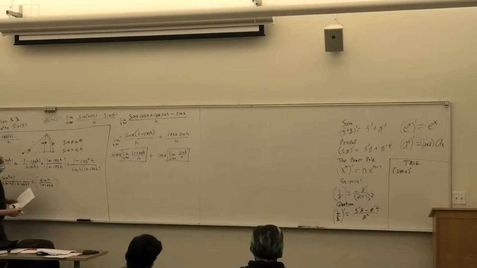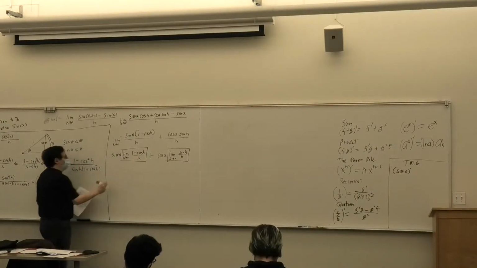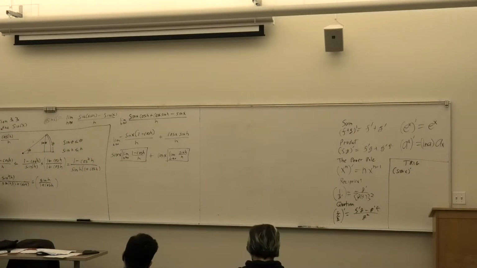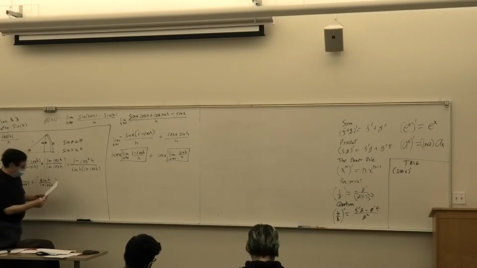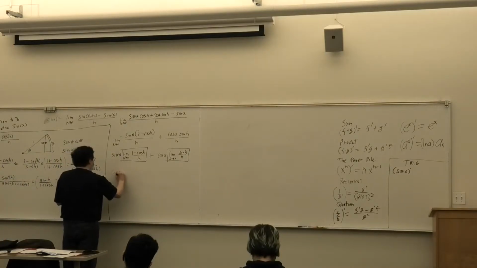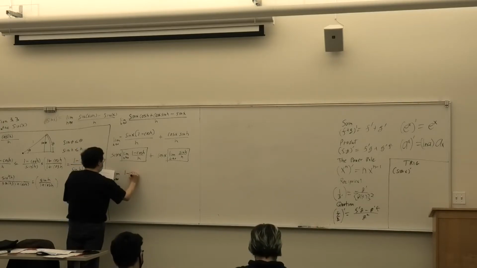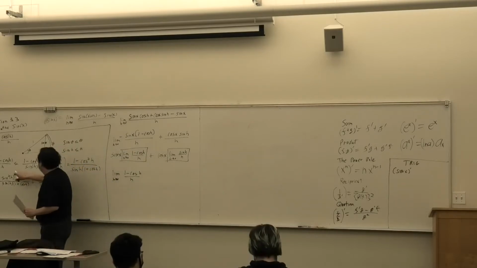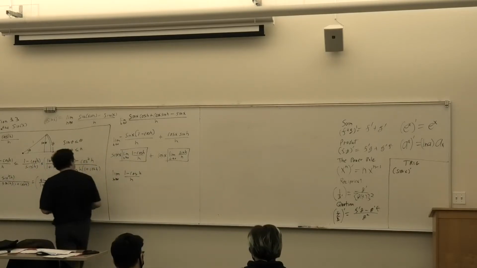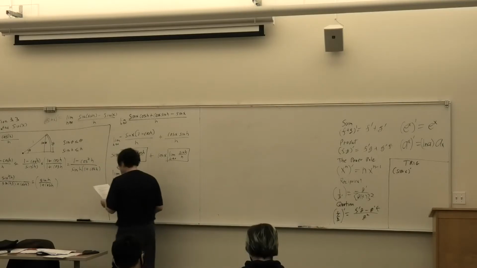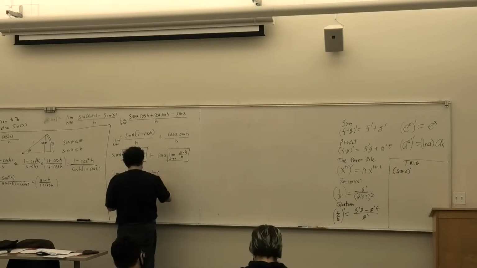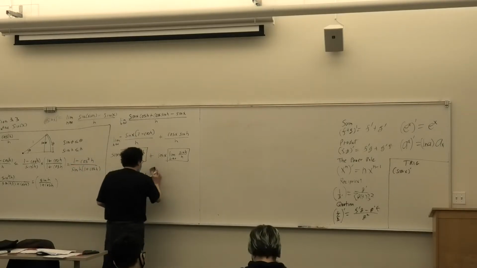Okay, so we're back to trying to find out this limit here. So let's write down what we know. The limit as h approaches 0 of 1 minus cosine of h over h, that's what we're looking for, has to be less than this. I'm talking about the limit here.